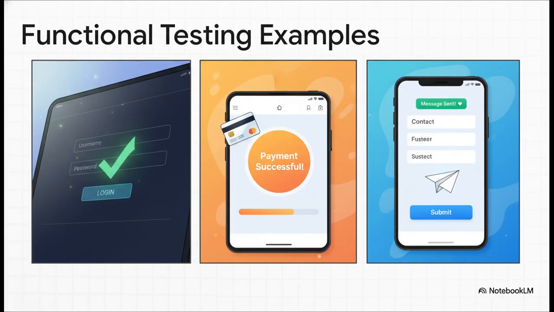Think about some super concrete actions, right? Can a user successfully log in with a correct password? When you click Buy, does the payment actually go through? Does that contact form send the information where it's supposed to? These are all about verifying the core functions. If these things fail, the app is just fundamentally broken.